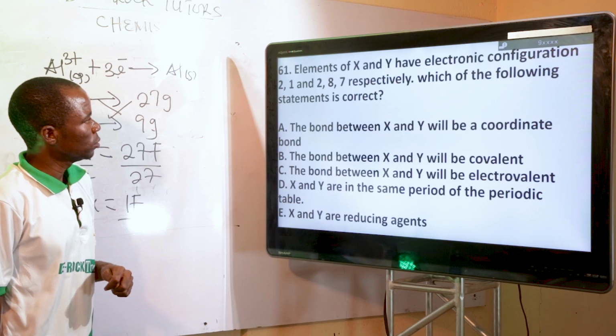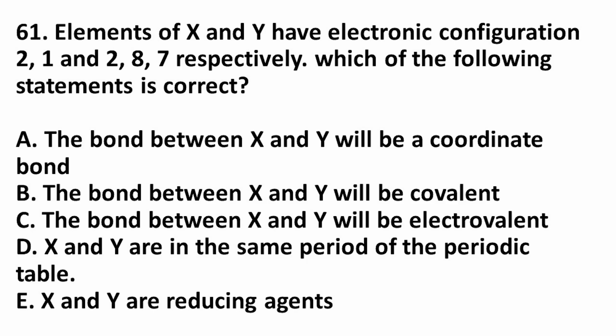Number 61. Element X and Y have the electronic configuration 2, 1. Let me rub this off so that we can have a space to write on. So element X has the electronic configuration 2, 1, and element Y has the electronic configuration 2, 8, 7. Then the question says, which of the following statements is correct?